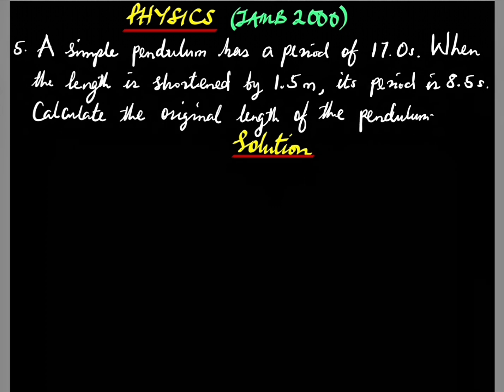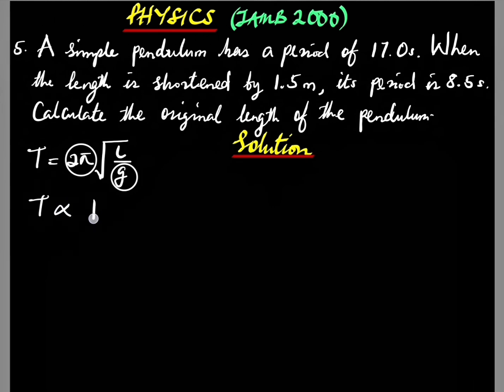The formula that connects the period and length of a pendulum is T equal to 2 pi square root of L over G, where 2 pi and acceleration due to gravity are constant. So we can tell that the period T is directly proportional to the square root of the length.